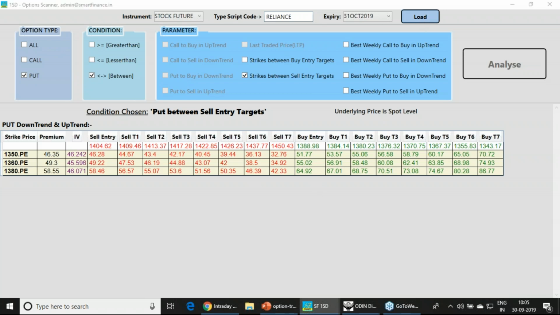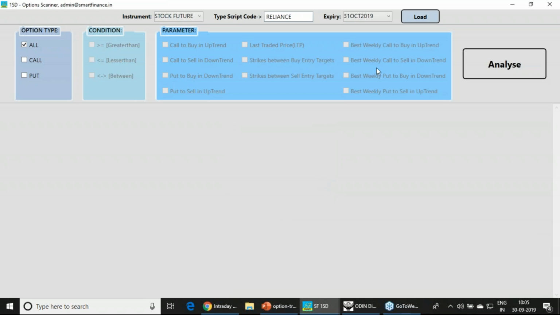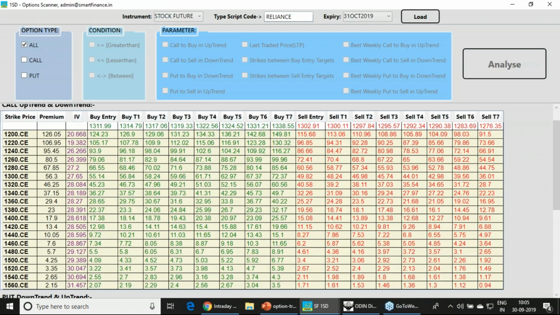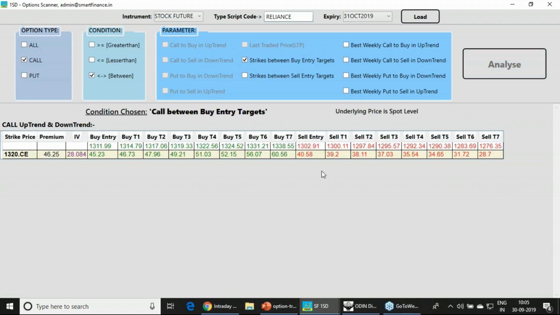Now we'll analyze Reliance. Stock options, Nifty, many times I have analyzed. So now some stock options we will be analyzing with the help of this tool. So here I'm going for the call options. Here strikes to buy between buy entry and targets. So this is 1320, only one strike comes here. Only one strike is coming here. So buy entry and targets.